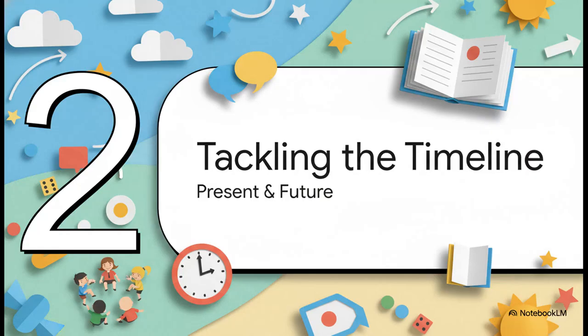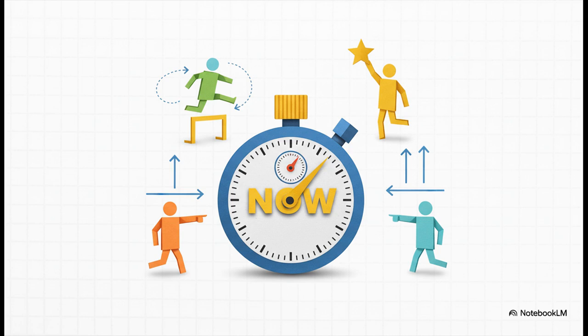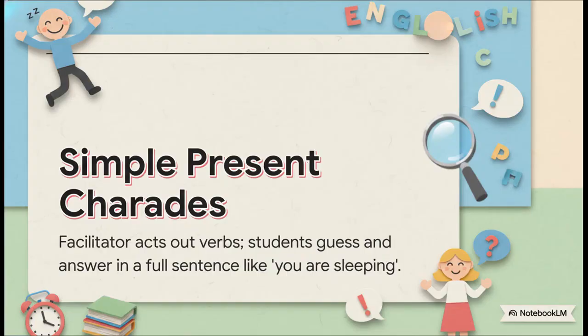All right, so now let's see how that same idea works for other tenses. We're going to move along the timeline, from the past to what's happening right now, and then into what's going to happen next. When we get to the simple present, the lesson plans get physical. The idea is to connect the grammar directly to things you can see and do, right here, right now. And hey, what's more active than a game of charades?